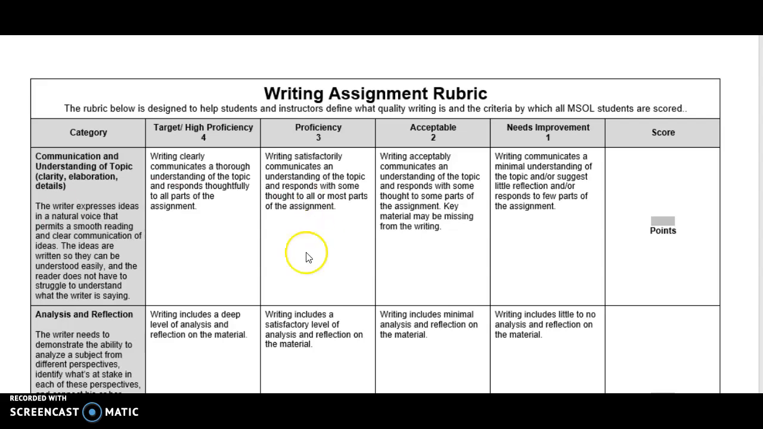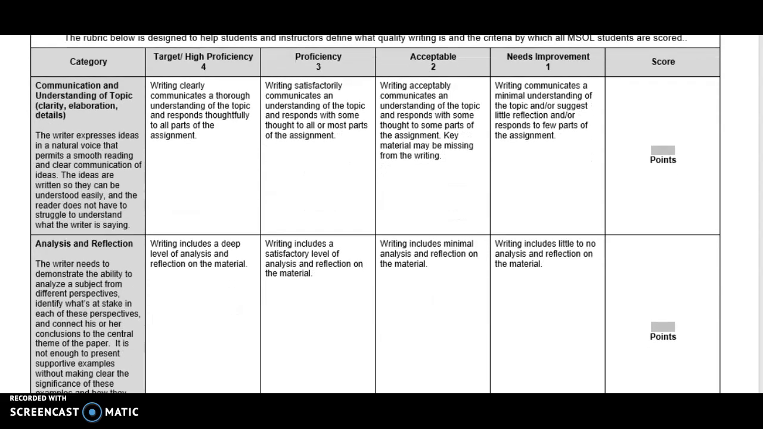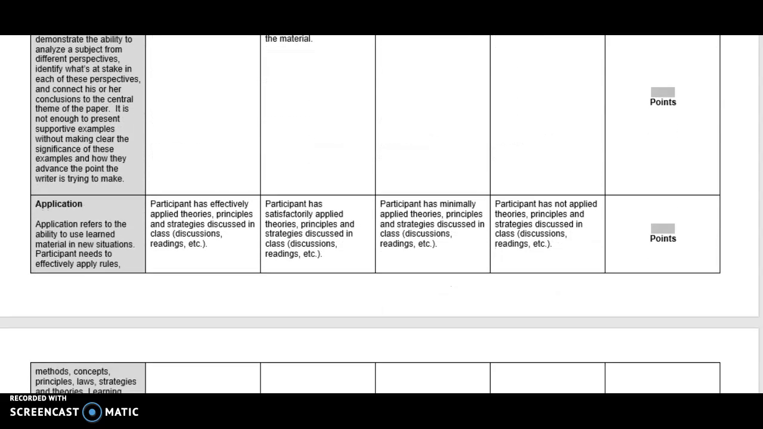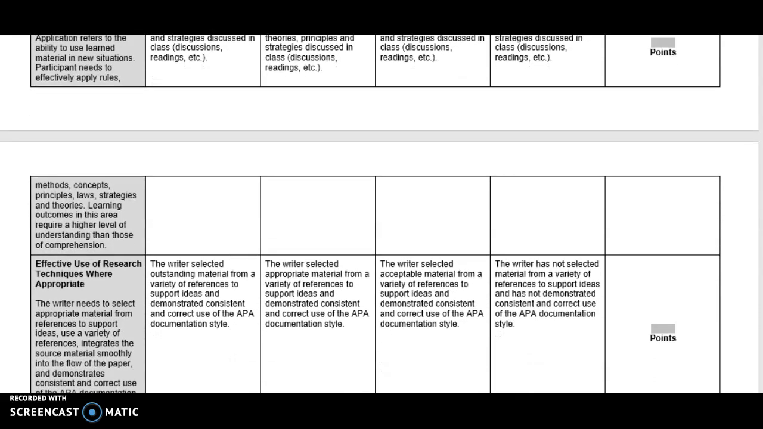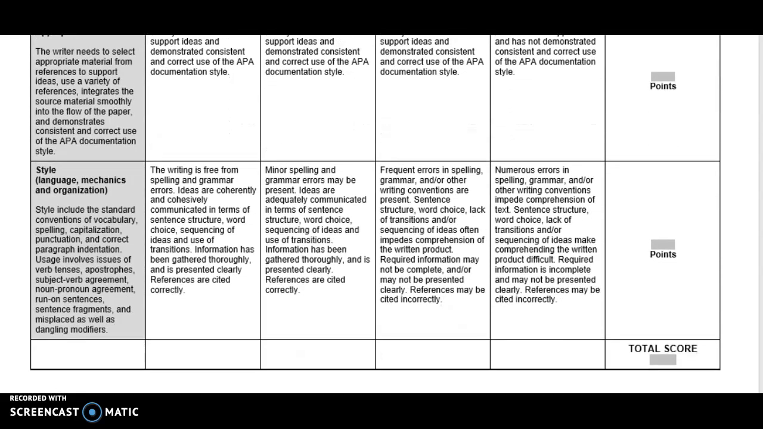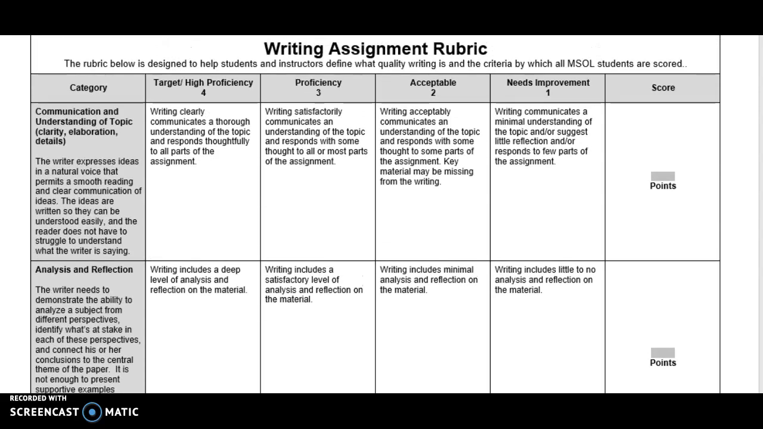So in this particular rubric, and you're going to see this throughout the program, what you're going to notice is that the categories are communication and understanding of topic, analysis and reflection, application, effective use of research techniques where appropriate, and your style. So we've seen style before, and we've seen communicating and understanding of topic in how you responded in your original post in discussions. But here there are very clear explanations of what we're looking for.